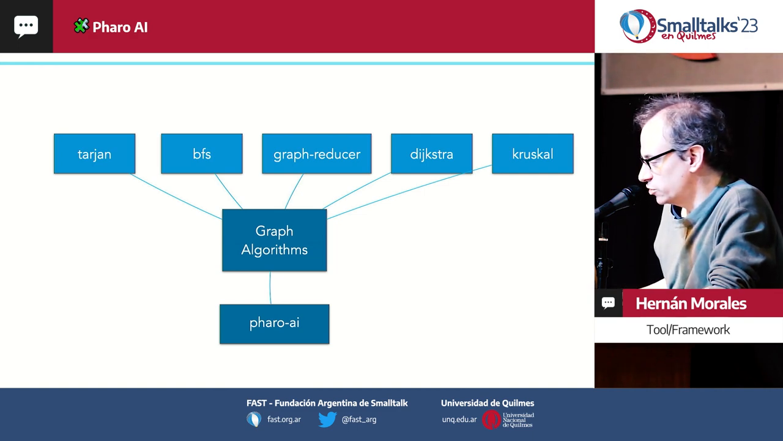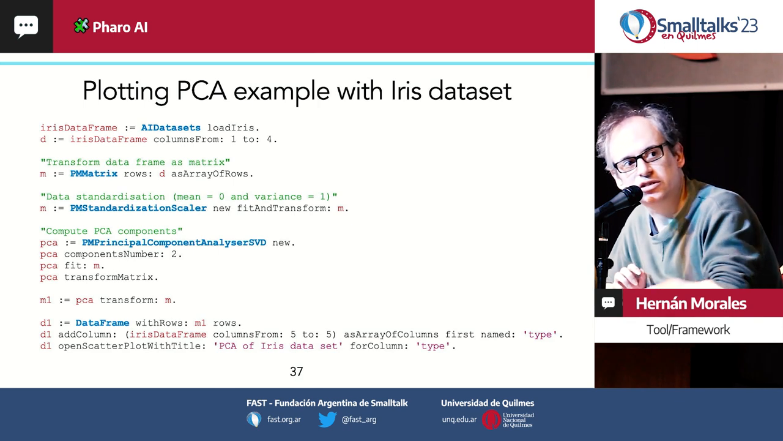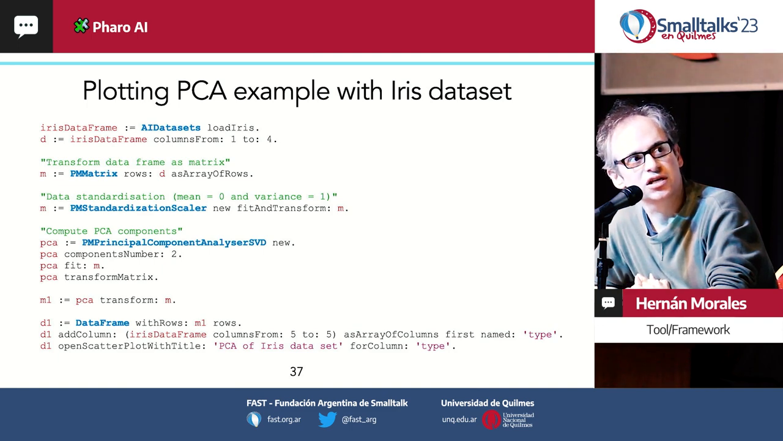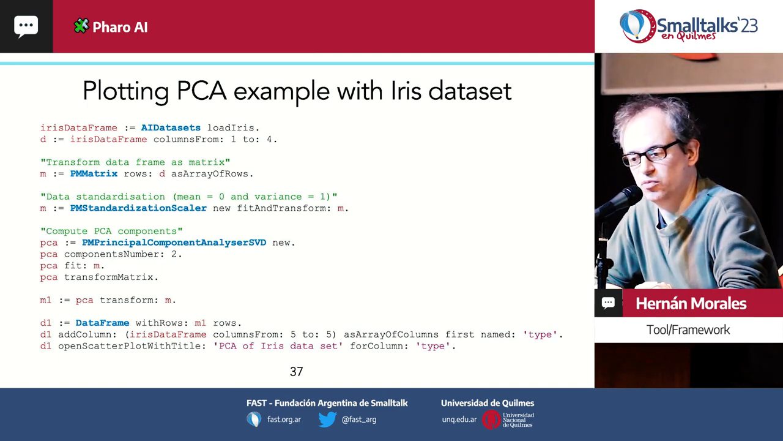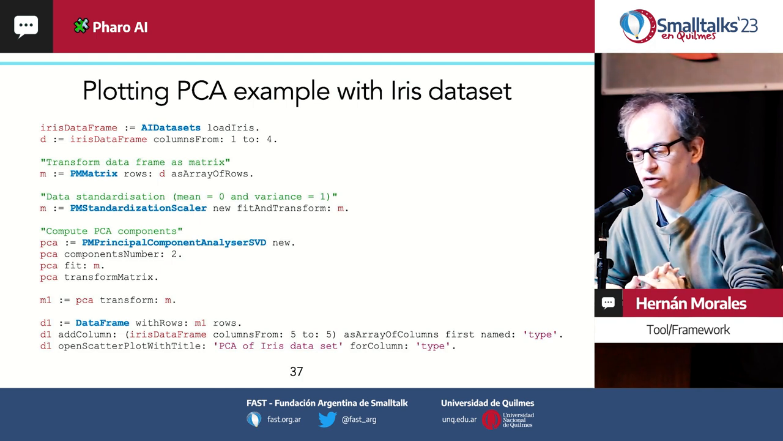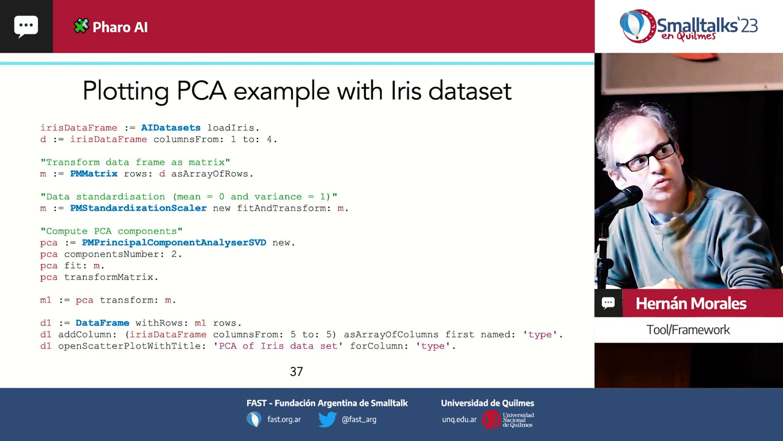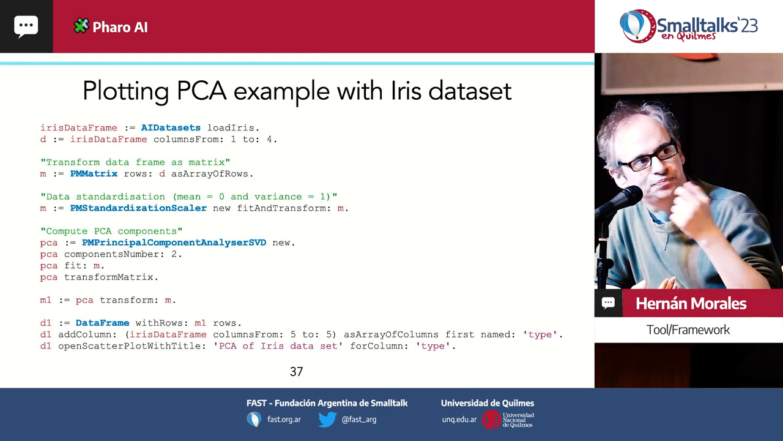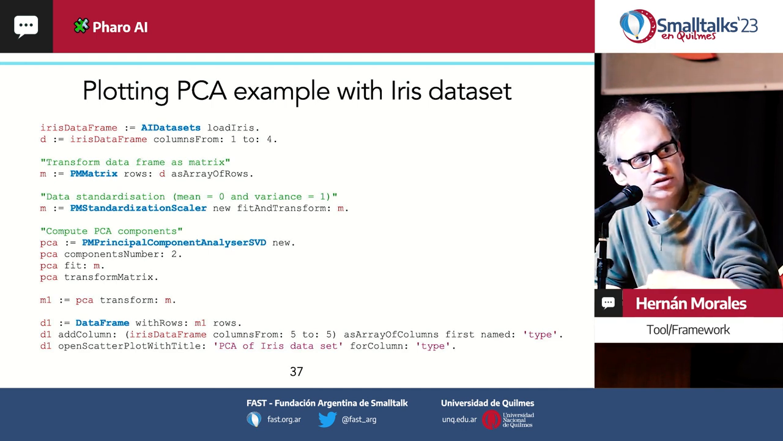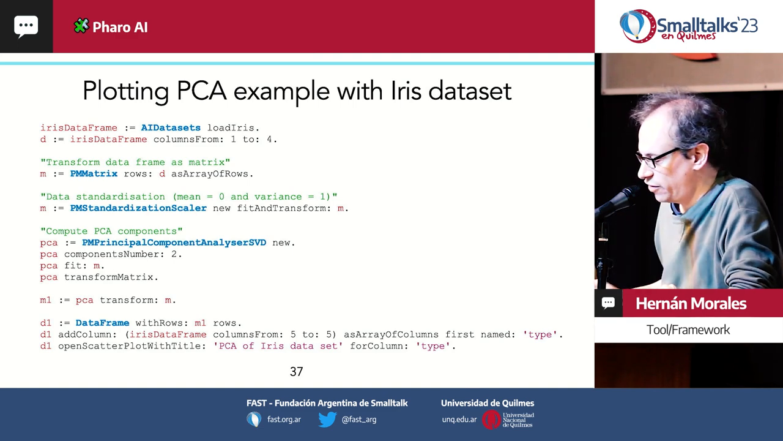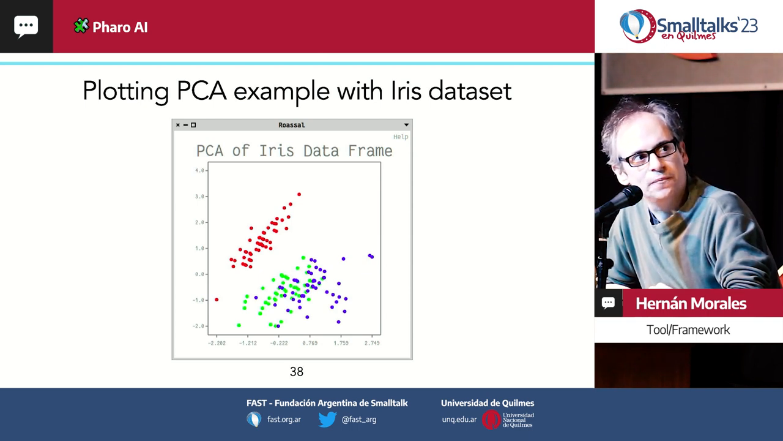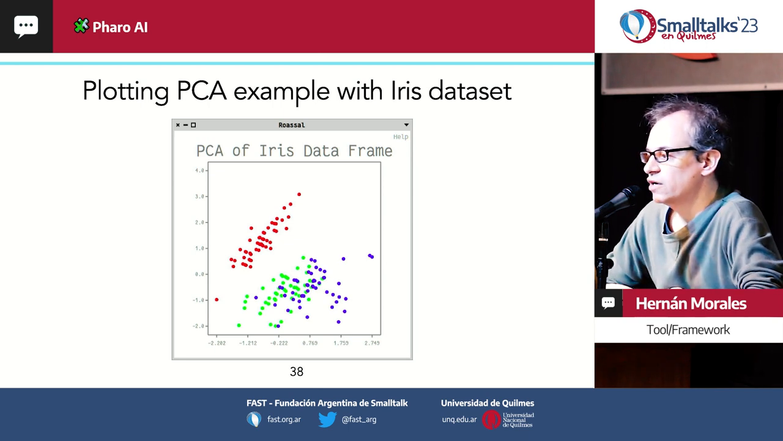And finally, I just wanted to show an example of how to use it with principal component analysis on the Iris dataset. There is a package which has commonly used datasets, like Iris and Boston. These are really well known datasets for the machine learning community. To work with it, we use the matrix from PolyMath and just instantiate the algorithm, and it gives the transform matrix, and finally we can plot it using the Roassal visualization library. So basically that is what we have so far.